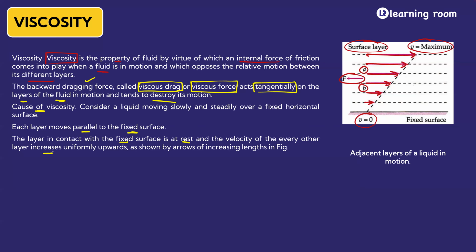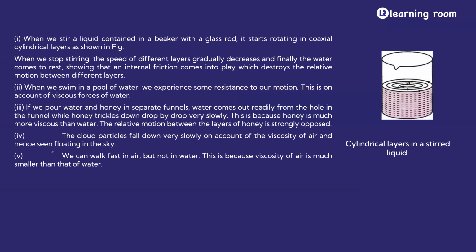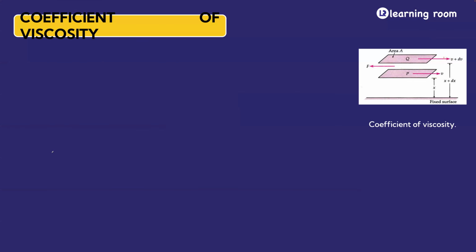So if they ask you what is the cause of viscosity, what will you say? With respect to the fixed surface, if you break the layers of the liquid into multiple parts, then what are you supposed to say? The layer which is moving on the fixed surface is going to have zero velocity. And as you go from the fixed surface to the surface layer, the speed will increase. So having these 2 points in mind, we are going to derive the expression for one of the important parameters called the coefficient of viscosity. So what is the coefficient of viscosity? Let's see. So next topic is going to be coefficient of viscosity.